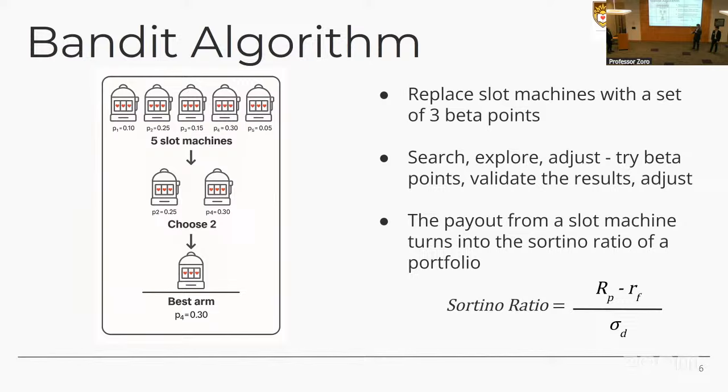And at a simple level, this is exactly what we're doing, but you can replace slot machines with sets of 3 beta points. It's the exact same sort of search, explore, and adjust, where we're testing beta points, seeing how they do, and then adjusting accordingly. A lot of times in the context of a bandit algorithm, you'll hear the phrase exploration and exploitation. That is exactly what we're doing. We're exploring different beta points, and then quite simply, we are exploiting the best set of beta points with the best payout as defined by a risk-adjusted return by building a portfolio that is tailored to those target exposures.